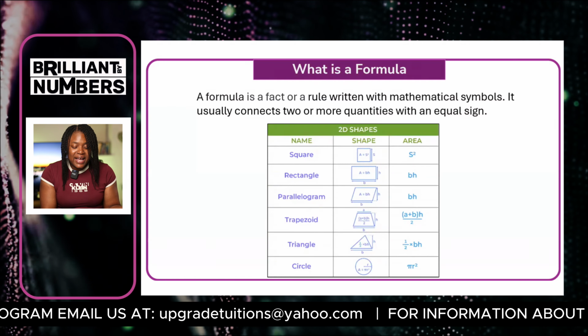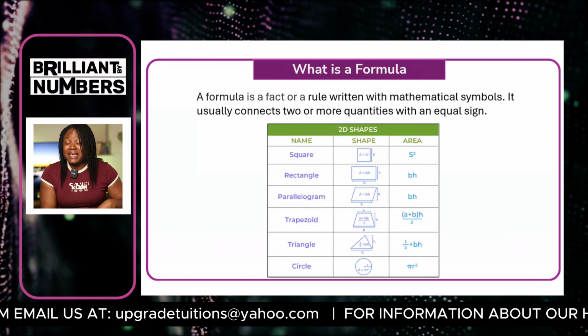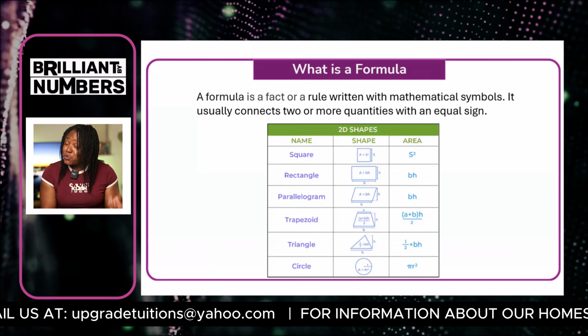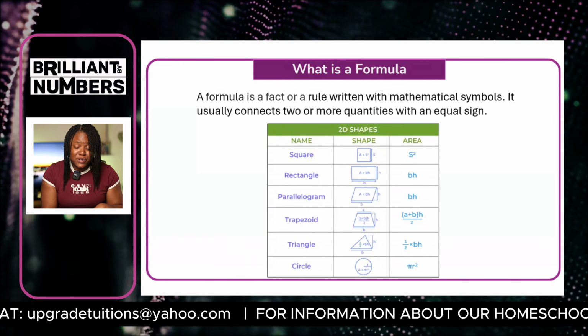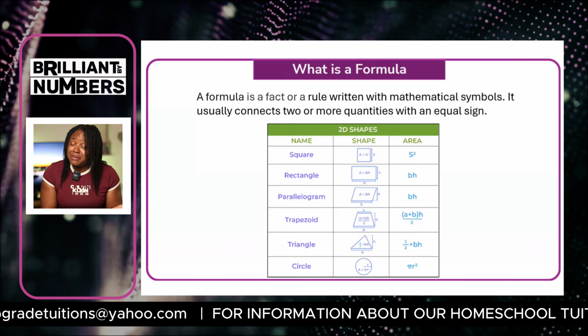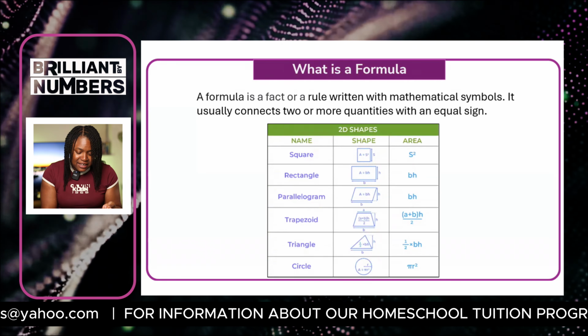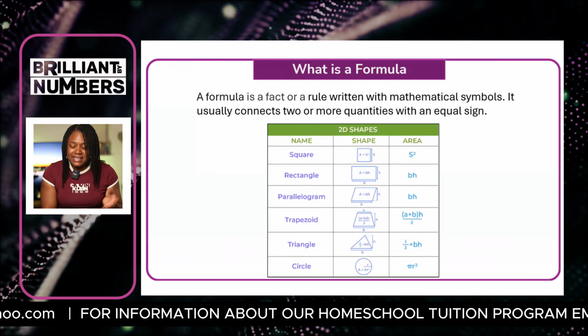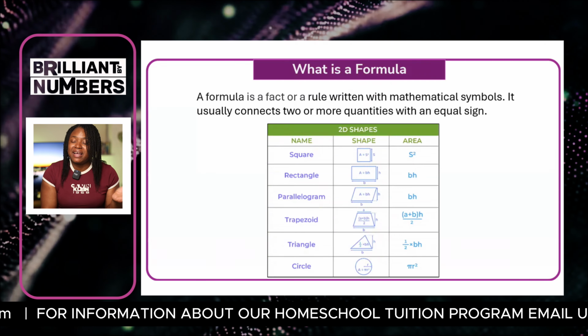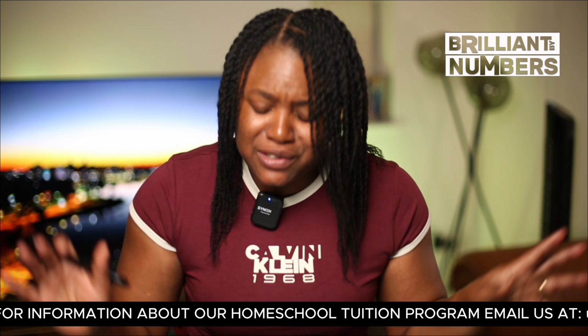Formula of 2D shapes, we know about the square, it's s squared. Rectangle, it's the base times the height. The parallelogram, also base times height. The trapezoid, a plus b divided by 2 times the height. A triangle, which is a right angle triangle, half the base times the height, and for the circle it's pi r squared. So you guys know lots of formula.